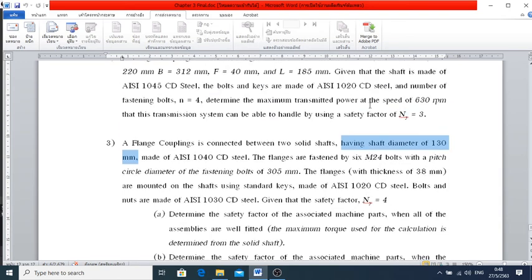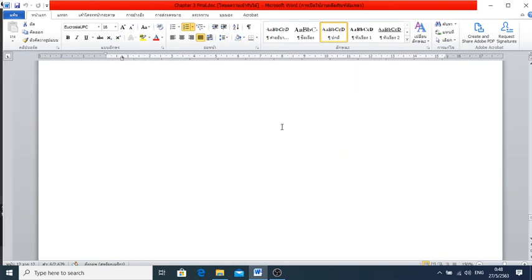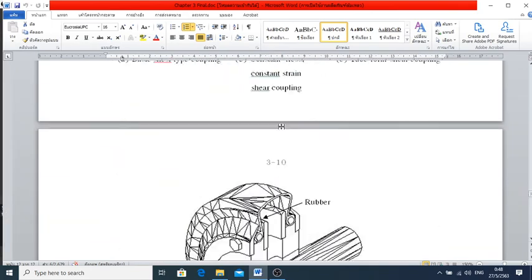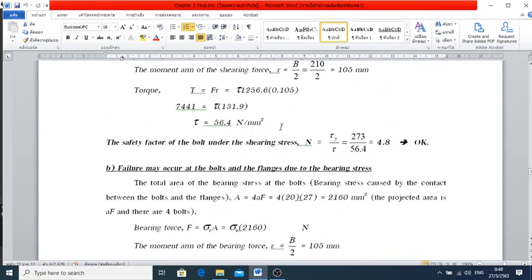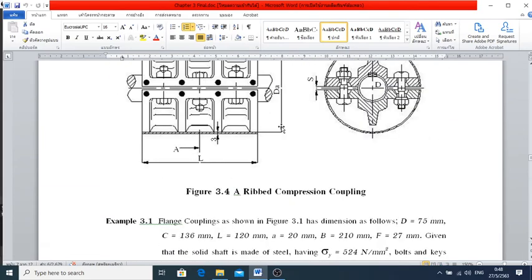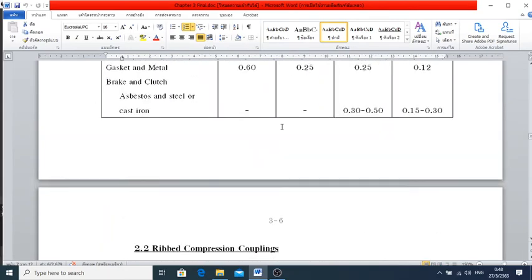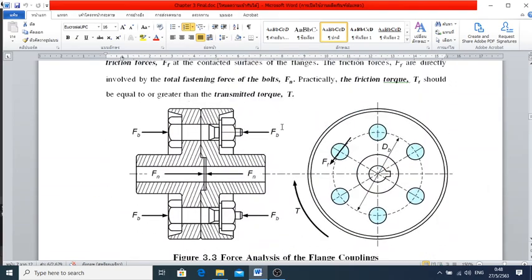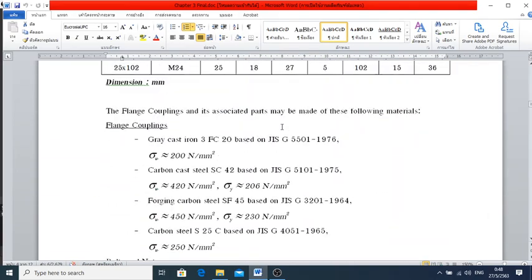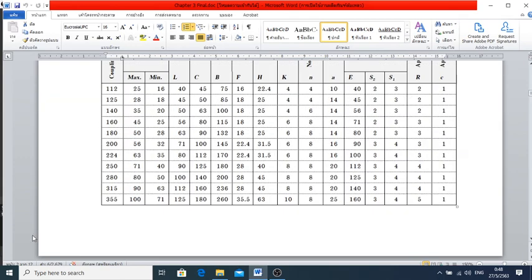So here we are forced to use a coupling bigger than 100. You have just been advised to use Table 3.1 with the maximum shaft diameter of 100 only. But now you are forced to do so with a shaft diameter of 130. So everything turns out differently, and you are forced to do so.